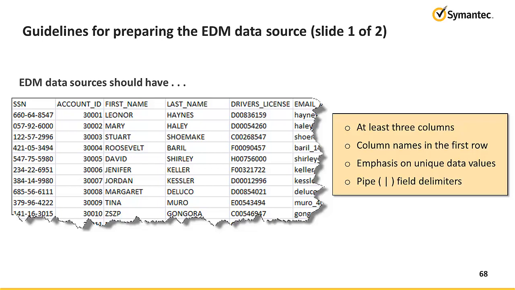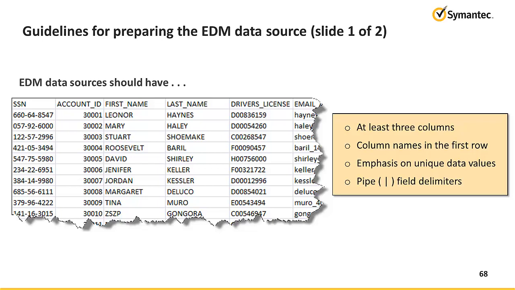For standard EDM indexing, the data source should have a minimum of 3 columns of data. However, if you must use only 2 columns, ensure that both columns conform to all the other guidelines set forth here, and that one of the columns contains a distinctive value for each record, such as a Social Security number or credit card number. If you are using 2 columns for matching, consult your Symantec DLP solution specialist or technical support for additional recommendations to ensure accuracy and best performance.